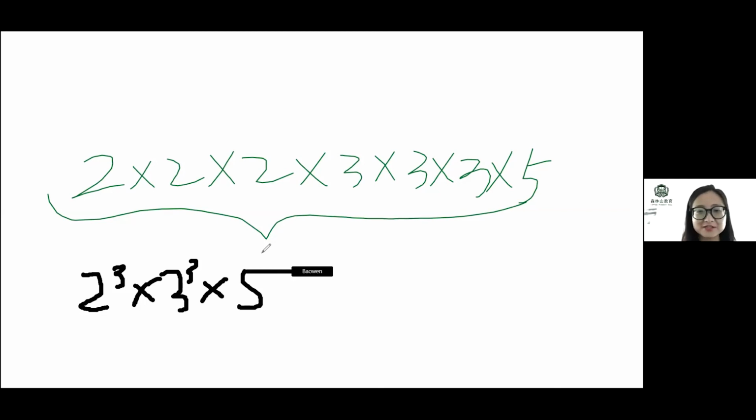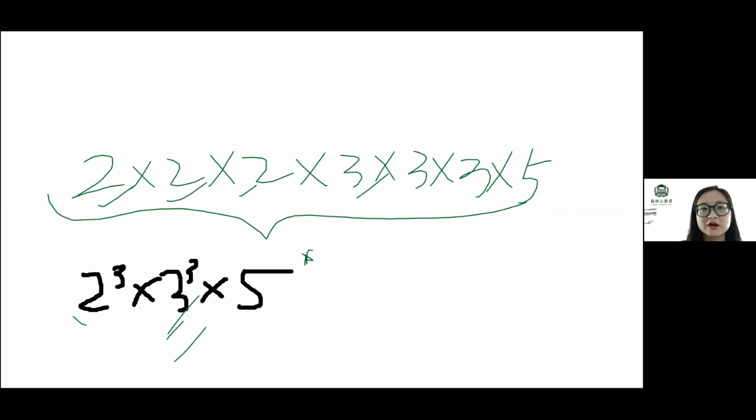Okay, this is the answer from Bowen, right? Oh, so cute. It's like a snail, right? Is that correct? 2 to the power 3, because we have 2, 2, 2. 3 to the power 3, we have 3, 3, 3. And the 5, we only have one 5 left over, so the exponent is actually 1, so we don't need to write it. Mia says yes. Very good.